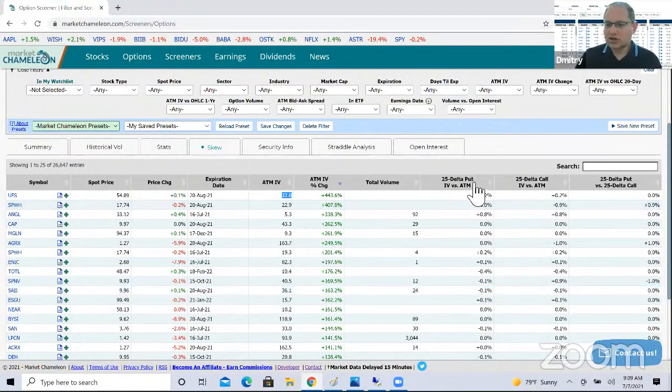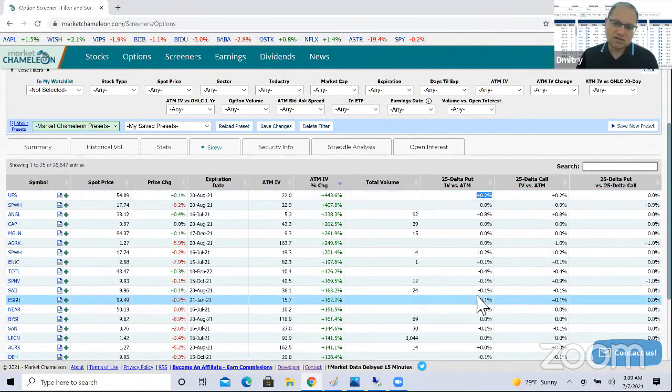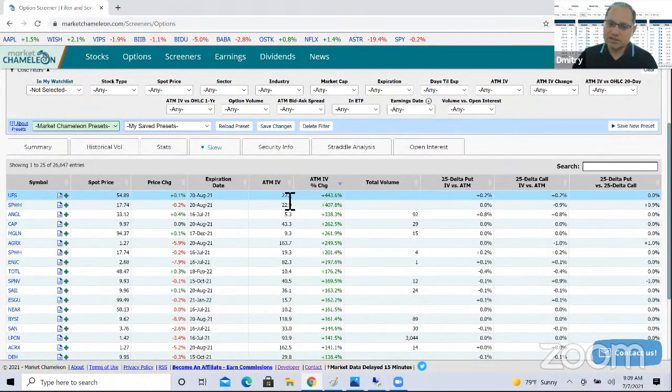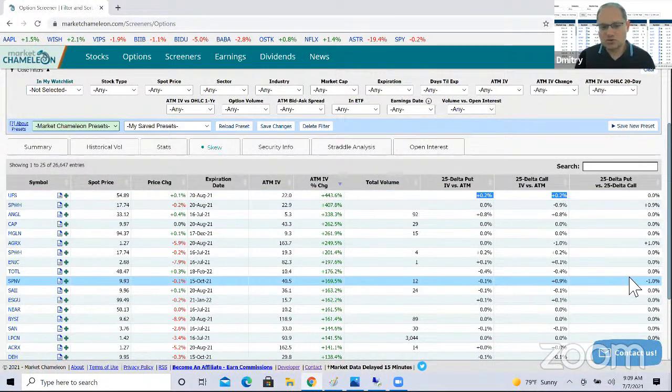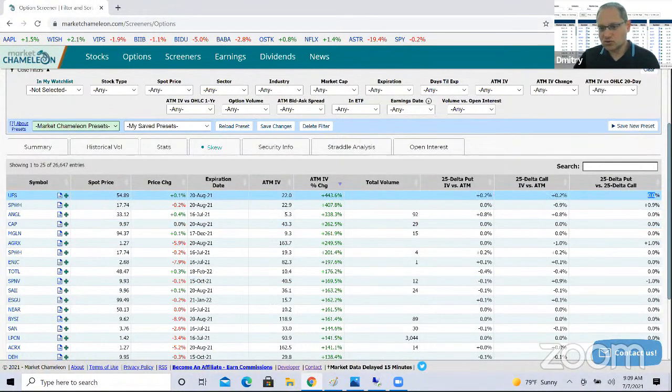So here you'll look at a 25 delta put to see how much it is above or below the at the money, and then the 25 delta call. So here these are kind of straight. There's really no skew there. And you could compare the 25 delta put to the 25 delta call to see if there's a skew there.